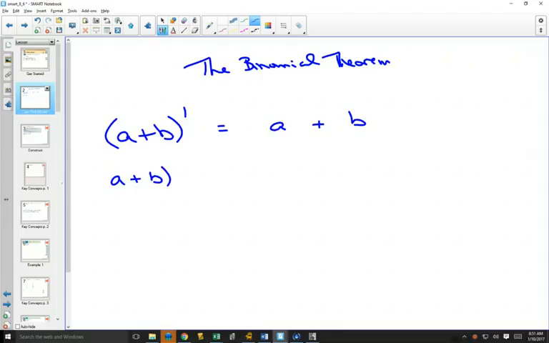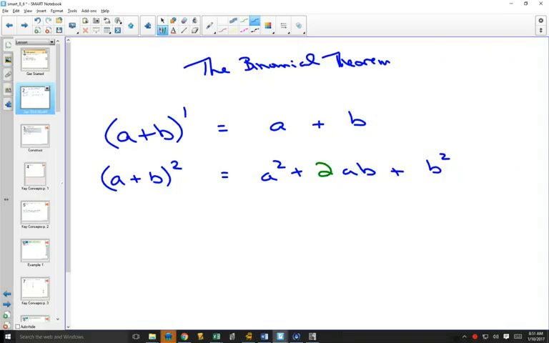Another one that you have done already is squared binomials. What would you get if you squared that binomial? Well, it would be a plus b times a plus b, which is a squared plus 2ab plus b squared.